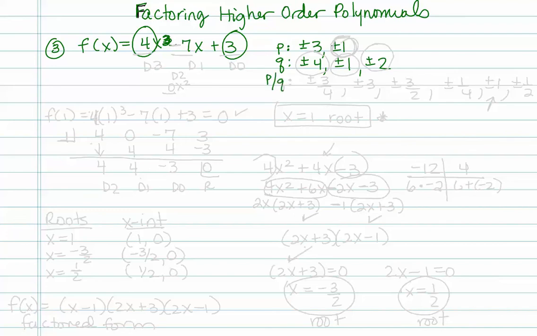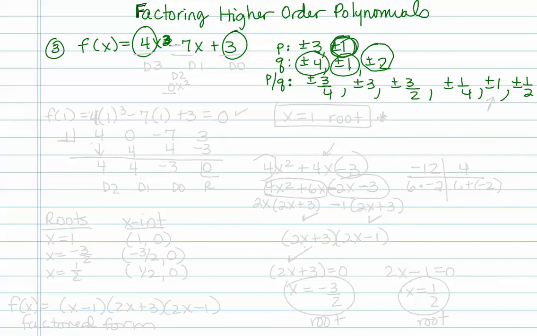So p over q is going to be the p divided by the q. So what's 3 divided by 4? 3 divided by 1. 3 divided by the 2, it's plus or minus 3 over 2. Now the 1 divided by the 4, the 1 divided by the 1, and the 1 divided by the 2. Alright.